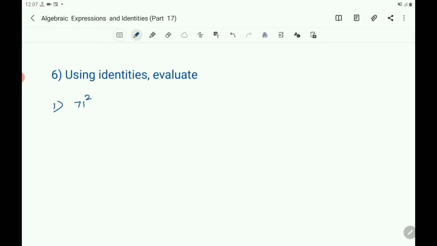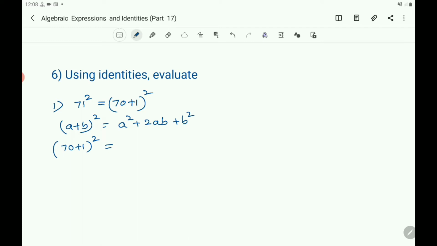71 square. Here, by using the identities, we can get the value of 71 square. We can express 71 as 70 plus 1 whole square, by using the identity a plus b whole square equals a square plus 2ab plus b square. Write that 70 plus 1 whole square is in the form of a plus b whole square, where a equals 70 and b equals 1.